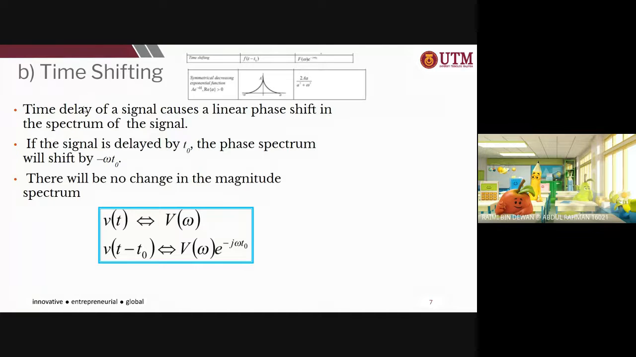Time shifting: a time delay of the signal causes a linear phase shift in the spectrum of the signal. So if the signal is delayed by T0, the phase spectrum will be shifted by negative omega T0.